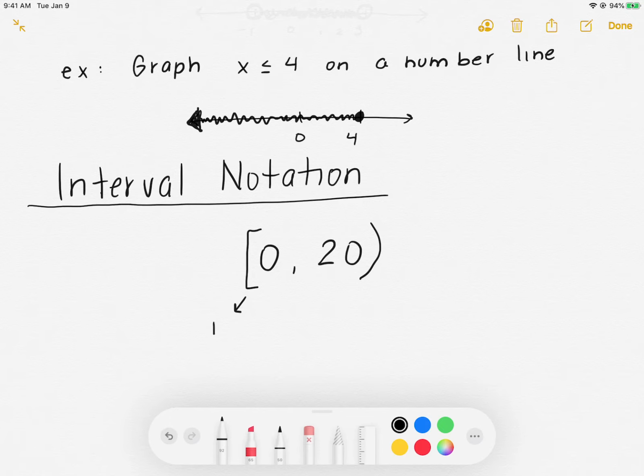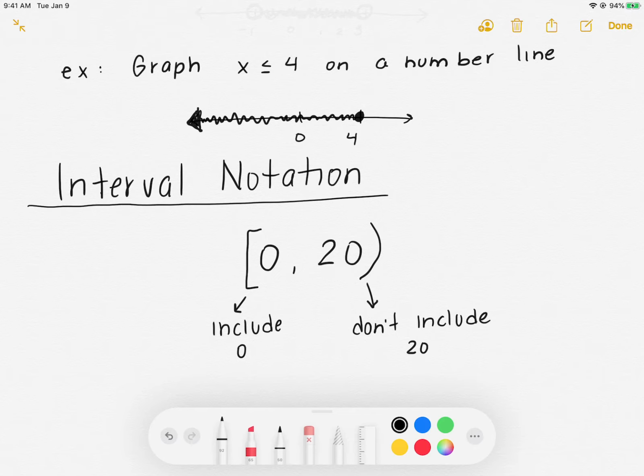So this means include 0. This means don't include 20. And I can mix and match them however I need them. So if I want to include both of them, I could use brackets on both sides. If I don't want to include either of them, I can use parentheses.